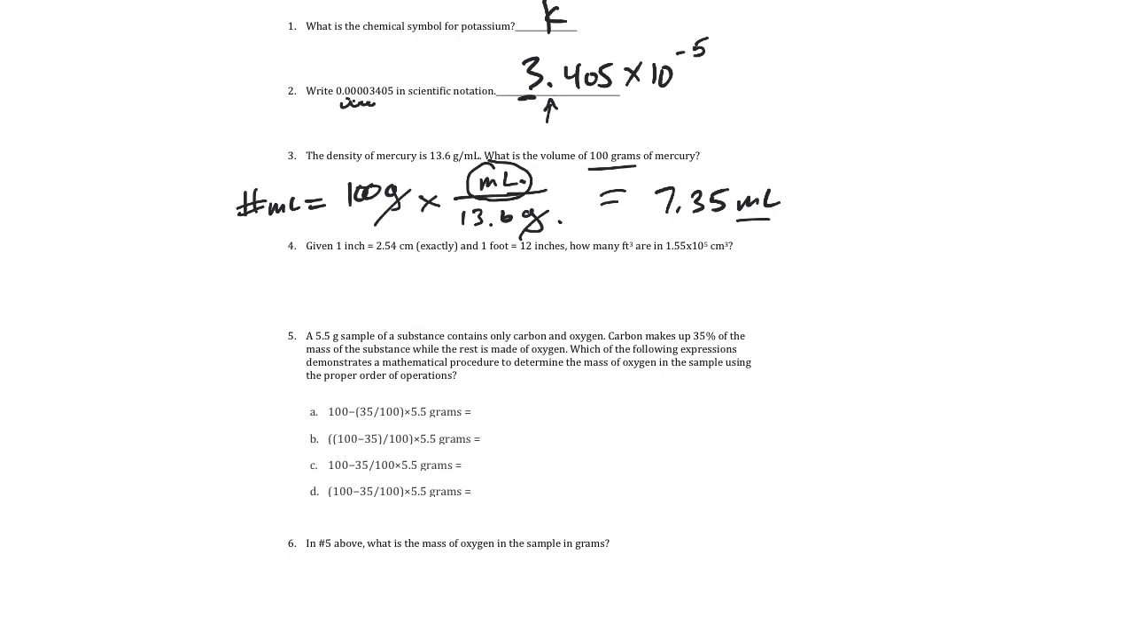So given 1 inch is 2.54 centimeters exactly, that's an exact conversion, not rounded, and then 1 foot is 12 inches, that's also exact. How many cubic feet are there in 1.55 times 10 to the 5 cubic centimeters? Okay, so we have a foot cubed is what we're looking for. So number of cubic feet is what we're looking for. We can start with perhaps the quantity 1.55 times 10 to the plus 5 cubic centimeters. Now if we look at our conversion factors, we can see we have 2.54 centimeters per inch.